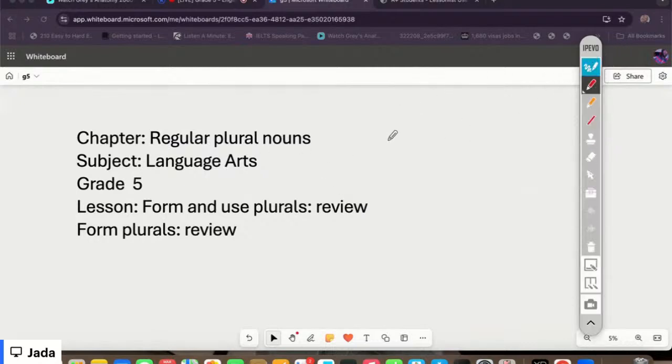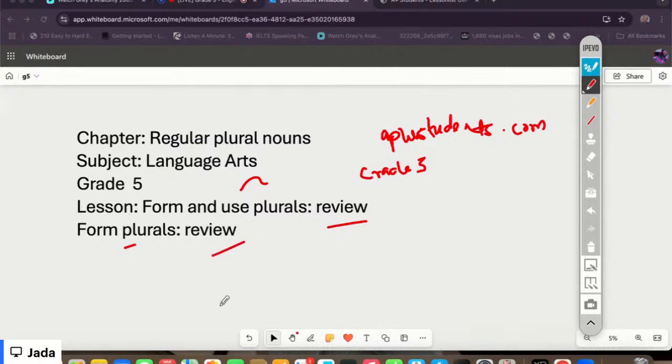First, you have to log in using aplusstudent.com. You will click on your name and move on to Language Arts, Grade 5. The lesson will be Form and Use Plurals Review. So we did the first two lessons already last week, so we'll finish the remaining two lessons today.